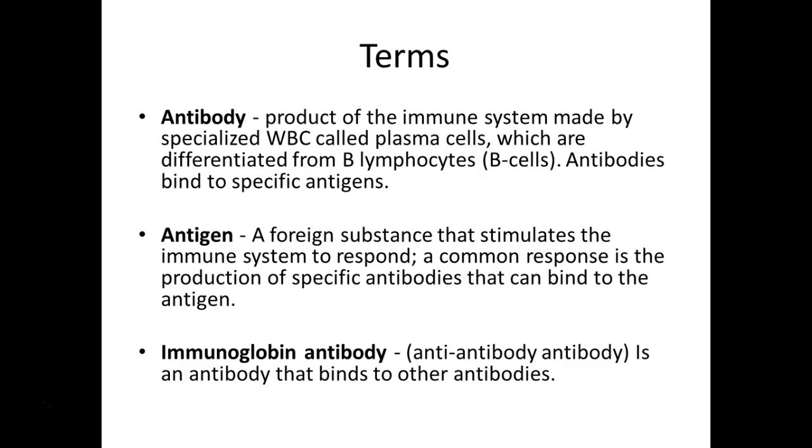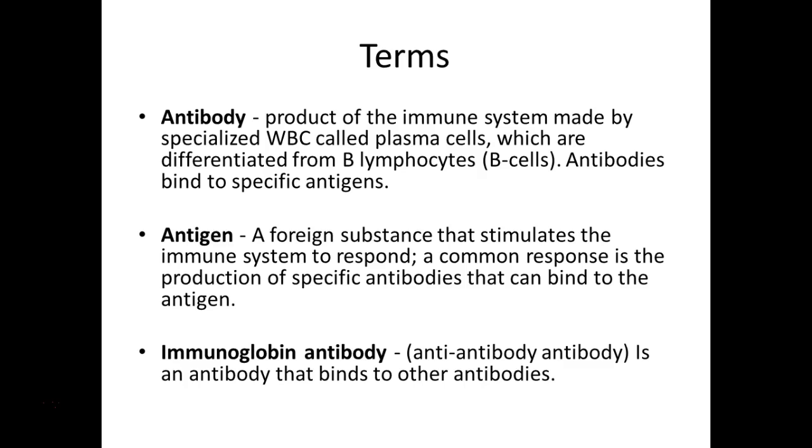So what is an antibody? It's a product of your immune system made by white blood cells known as plasma cells, which derive from B lymphocytes, commonly referred to as just B cells. They're specific to the antigens. So what are antigens? These are foreign substances that our body mounts an immunological response to, like making antibodies. So this is a specific interaction. Specific antibodies bind to specific antigens. Yes, we have self-antigen, but we don't usually respond to ourselves. It's when it's foreign.